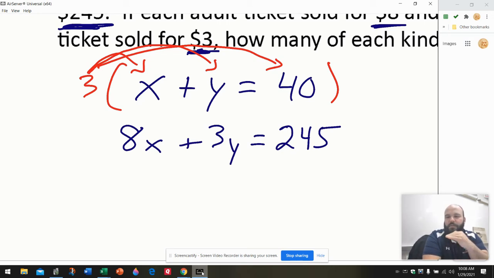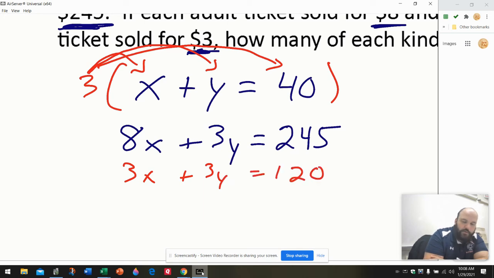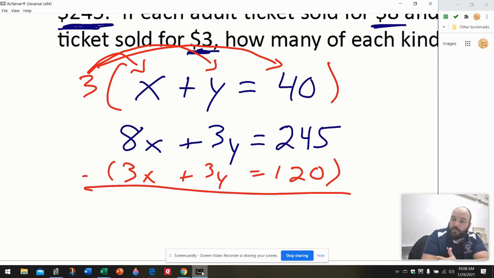I'm going to write it below the second one because the second one's not going to change, and you'll see what happens. So I end up with 3x plus 3y equals 120. So there's my new equation. Now you can see that the 3's are now the same on the y values, so we can simply subtract these and it'll cancel one of the variables.